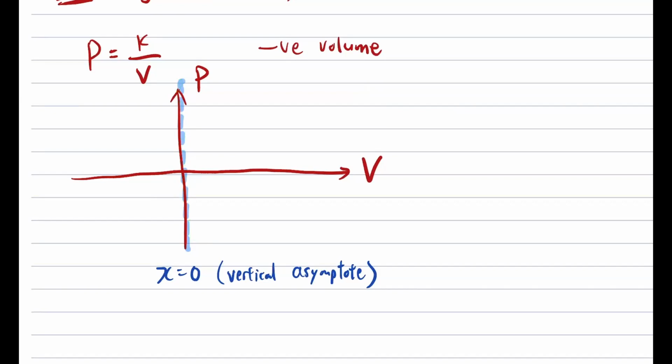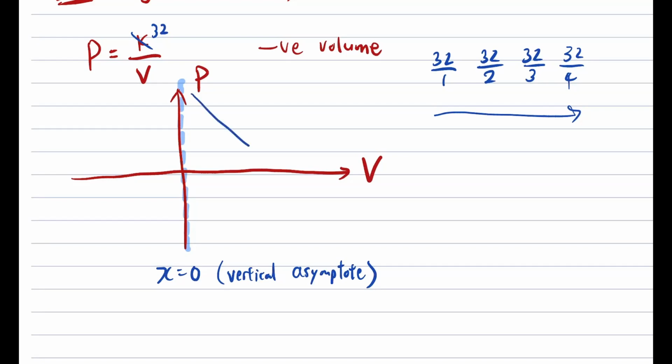So let's think, as V increases, what happens to P as your denominator increases? We already figured out the value of K to be 32, so let's just replace it with 32. Just try with a few numbers: 32 over 1, 32 over 2, 32 over 3, 32 over 4. What happens? Increase or decrease? Decrease, right? So that's why the graph should curve downwards like this.